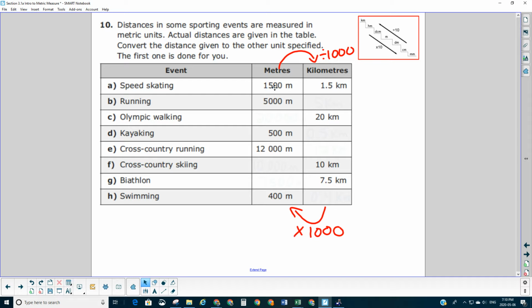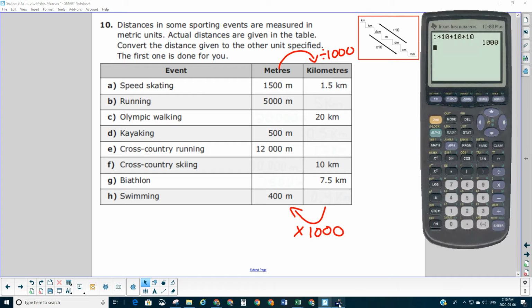So the first one's done for us. Speed skating, we have 1,500 meters. If you're going to go to kilometers, then we're dividing by 1,000. Let's just check that in our calculator. 1,500 divided by 1,000 equals 1.5. And of course, the way we know that is we're going to move 1, 2, 3 decimal places to the left. All right, so that process will allow you to get the answer really quickly, even without our calculator.